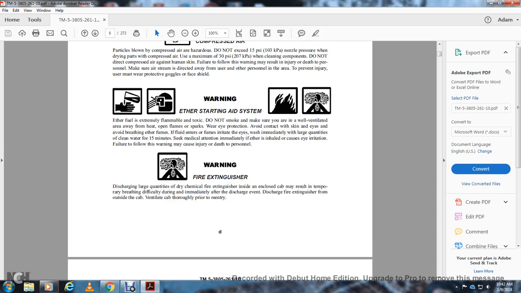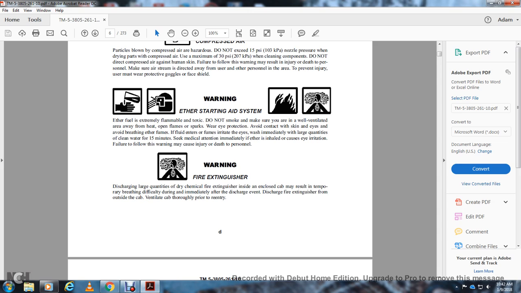Warning. Starting aid system fluid, ether fuel, is extremely flammable and toxic. Do not smoke. Make sure the area is well ventilated and away from heat, open flames, and sparks. Wear eye protection. Avoid contact with skin and eyes. Avoid breathing the fumes. If fluid enters the eyes, flush immediately with large quantities of clean water for 15 minutes. Seek medical attention immediately if you inhale fumes that cause irritation. Failure to follow the warning may cause injury or death.